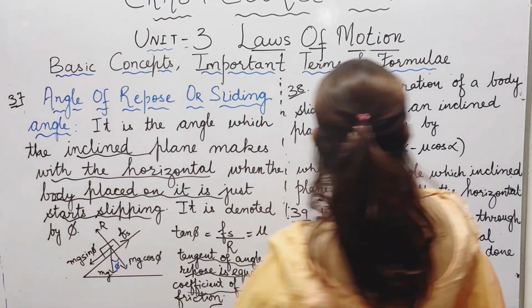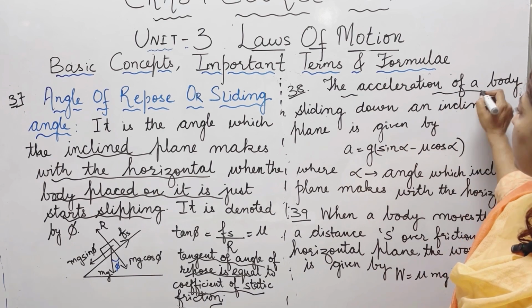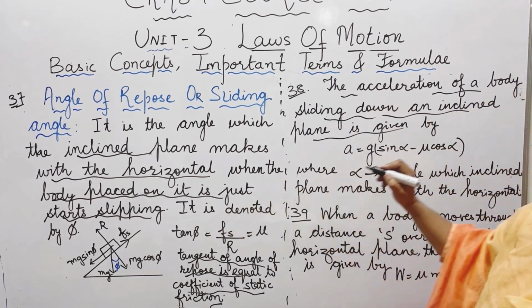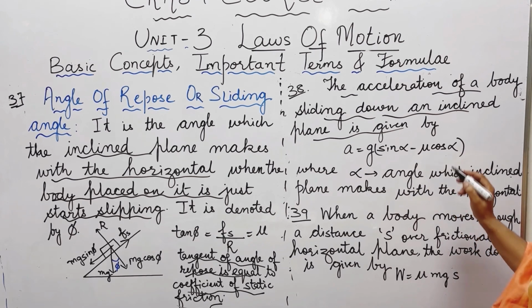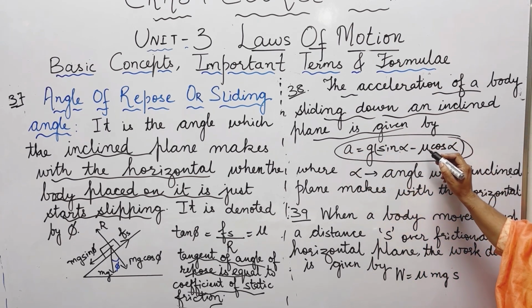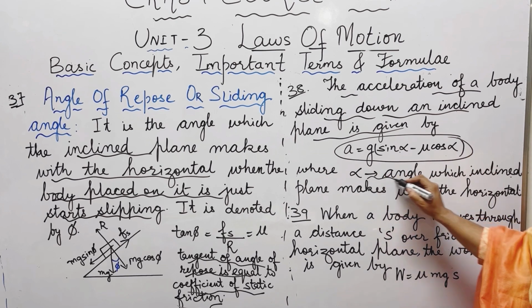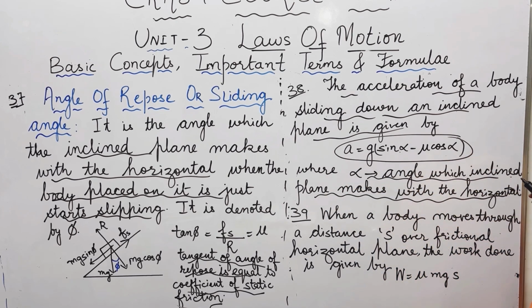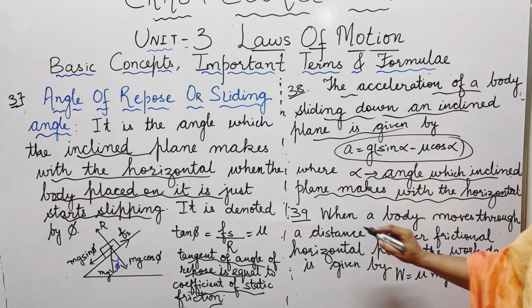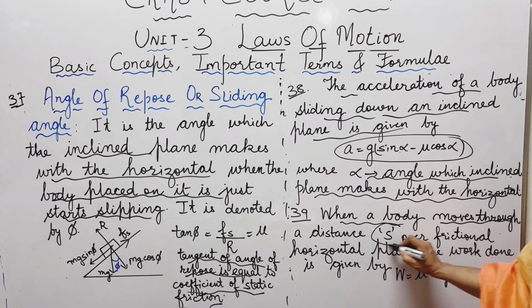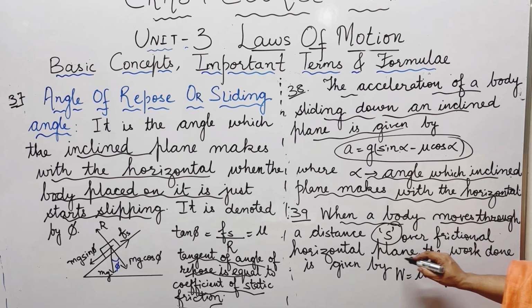The next is the acceleration of a body sliding down an inclined plane. With what acceleration is it moving? This is given by a equal to g (sin alpha minus mu cos alpha), where alpha is the angle which the inclined plane makes with the horizontal. The next point is about when a body moves through a distance s over a frictional horizontal plane.